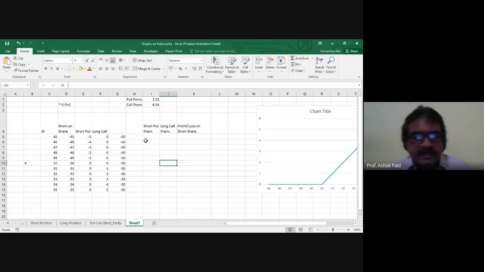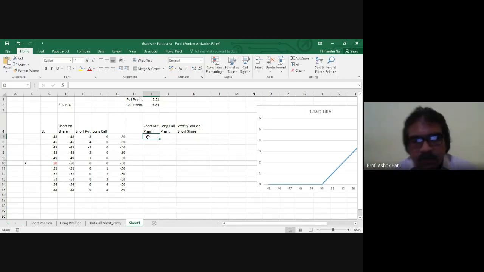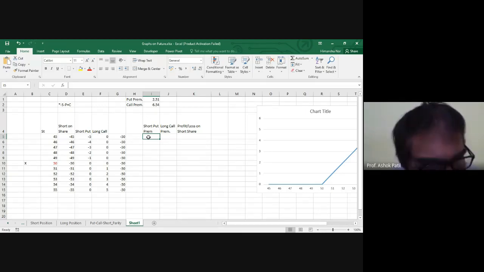Now I think Nikhil can answer this. What should be there in I5? 2.51 only. Is it plus or minus? Did you receive the premium or did you pay the premium? I think we will receive the premium. Why are you thinking so? When you are selling the put, you are selling the right to someone. For selling something, you will always get the premium. So when you sell the put or when you sell the call, you will receive the premium. So it will be cash inflow, right?